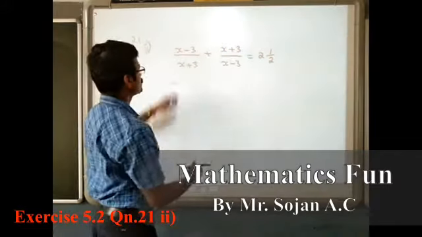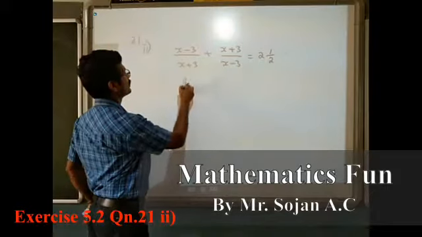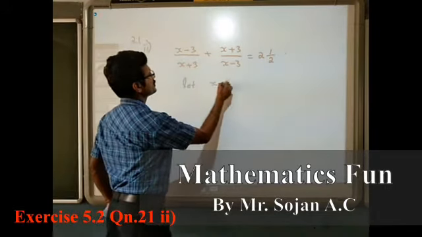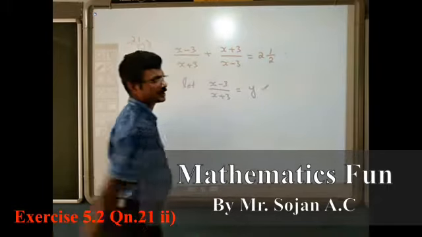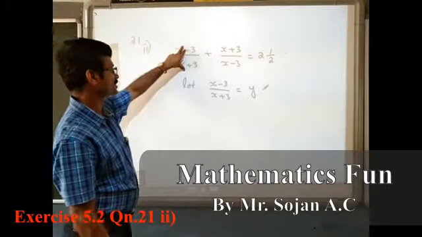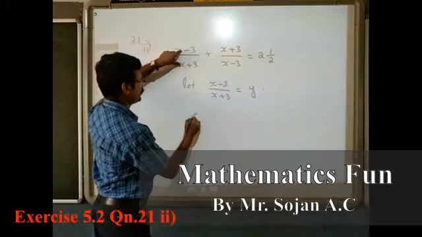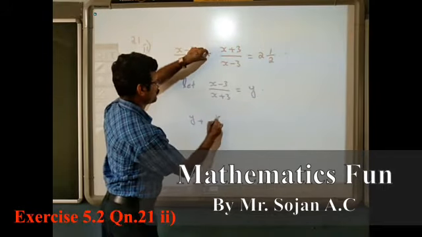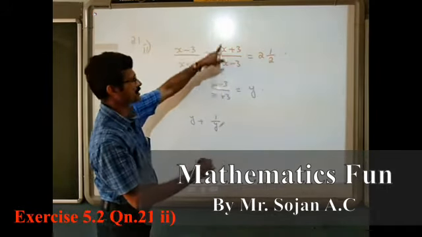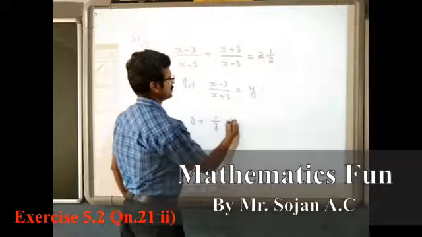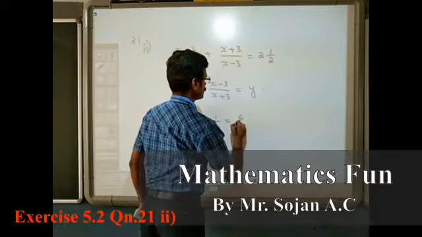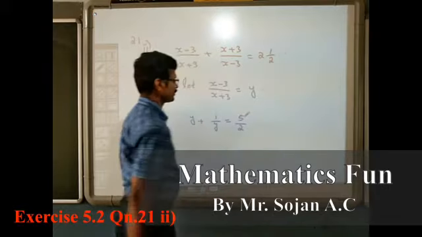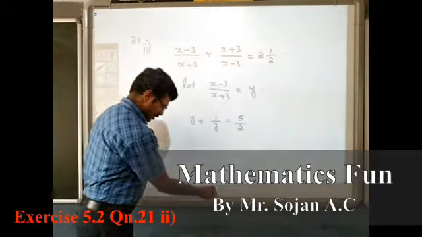For that, I am assuming let x minus 3 divided by x plus 3 is equal to y. Let it be y. So if this is y, then actually this will be y plus 1 by y, this is its reciprocal. And this one I am simplifying, it becomes 5 by 2.